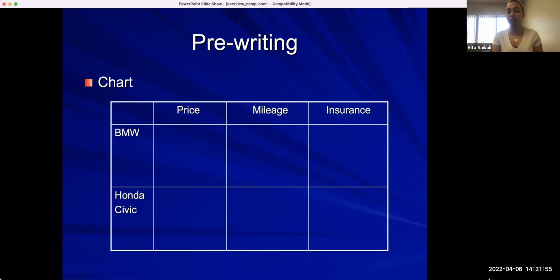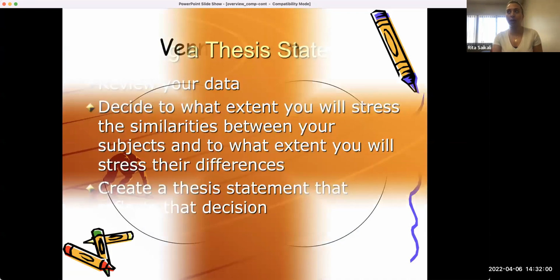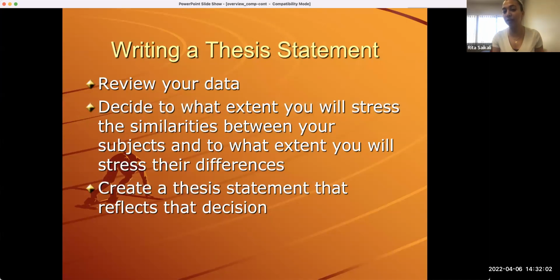In the charts, you also have the similarities and the differences. So you can choose, okay, do I want to talk more about the similarities? Do I want to talk more about the differences? And create a thesis statement that reflects that decision. Okay, so after you look at the information, then you can think, this is what we're talking about, and then hopefully it will make sense. Yeah? Does that make sense?